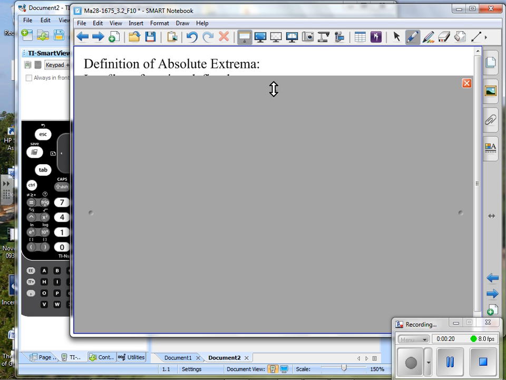If I want the absolute maximum of a function, which variable am I talking about? Again, Stephanie, the output. I want the absolute maximum output value of the function, or the absolute minimum output value. So keep in mind, when we're talking about this, we're always talking about output. Let's put this in the notes here. We're talking about output values.